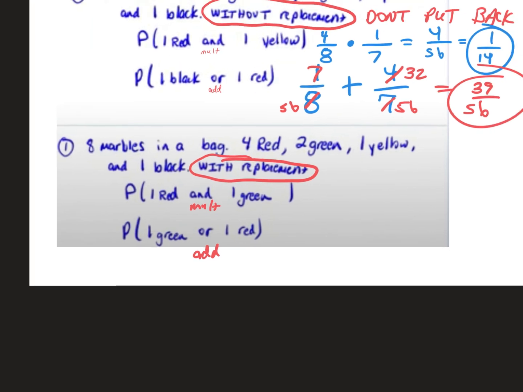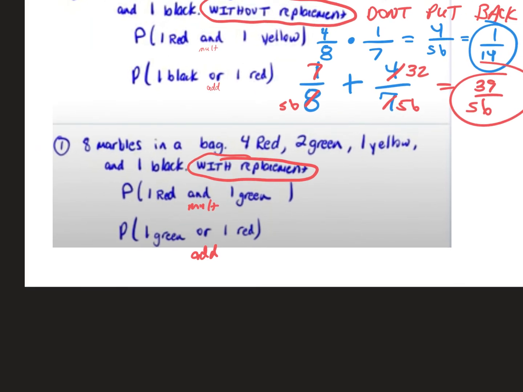So let's look at this problem. I want 1 red and 1 green. So how many of these marbles are red? 4 out of 8, right? I replaced it. I looked at it and said, oh, good, I got it. And then I put it back in, so there's still 8. And then how many greens do I have? 2 out of 8. So 4 times 2 is 8 over 64. What does that reduce to? 1 over 8. Good.